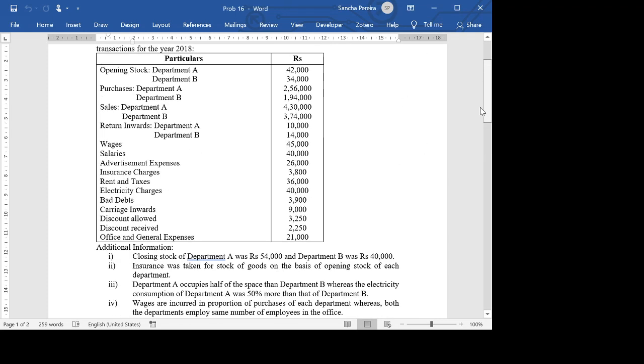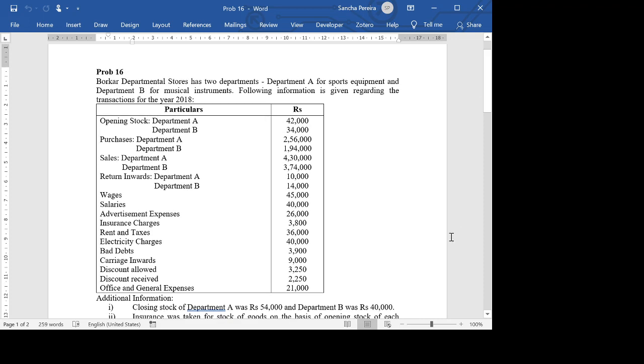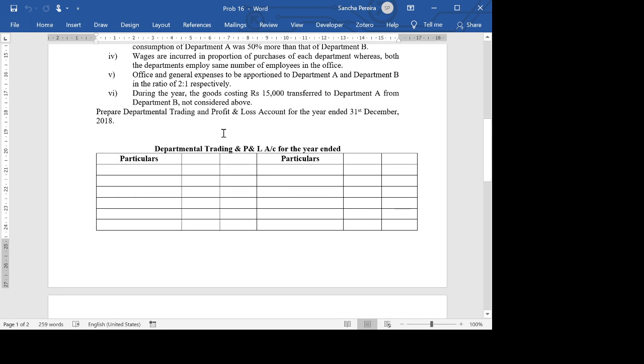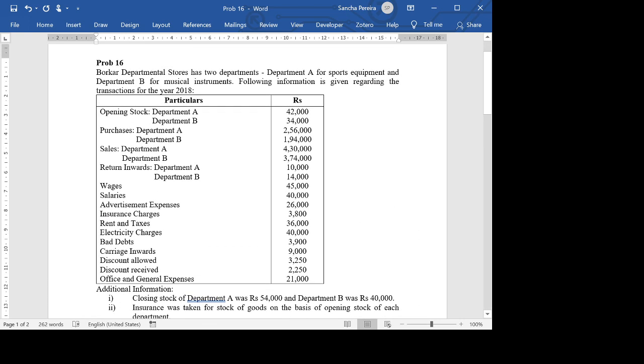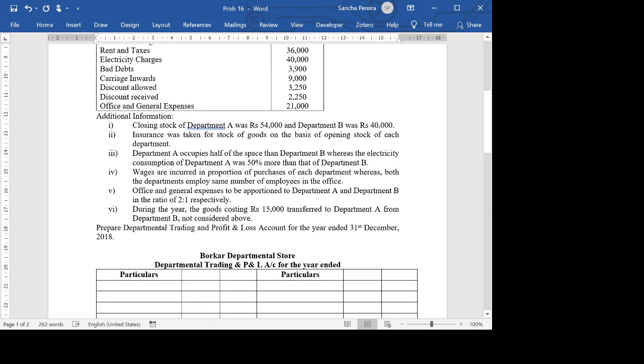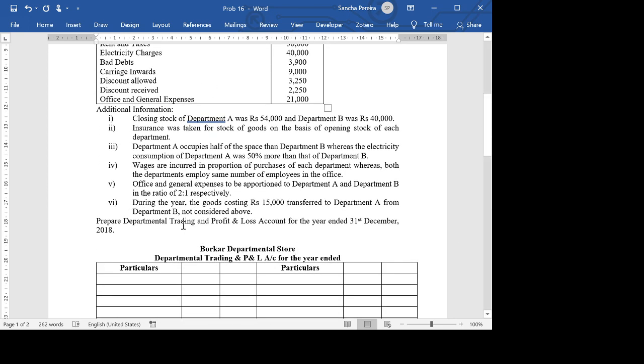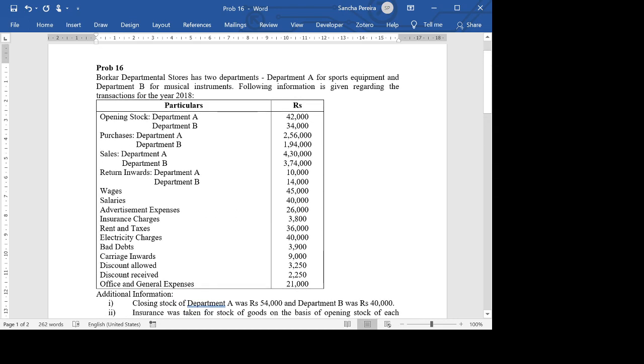So we are going to do problem 16 today. I've already discussed the problem in the last lecture, so we're just going to solve it. So the name of the firm is Borkar Departmental Store. Departmental trading and profit and loss account for the year ended 31st December 2018.